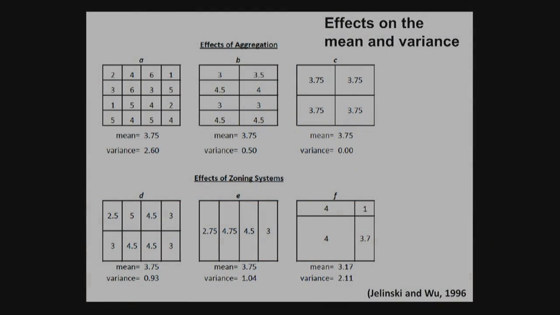A similar story when you change the zoning. So here, those two, both of them have 4 spatial units, so they have the same scale. But look at the variance. One is 1.04, the other one is 2.11. So not only are you showing a map that has a different mapped outcome, but it also has different measures of dispersion associated with it.